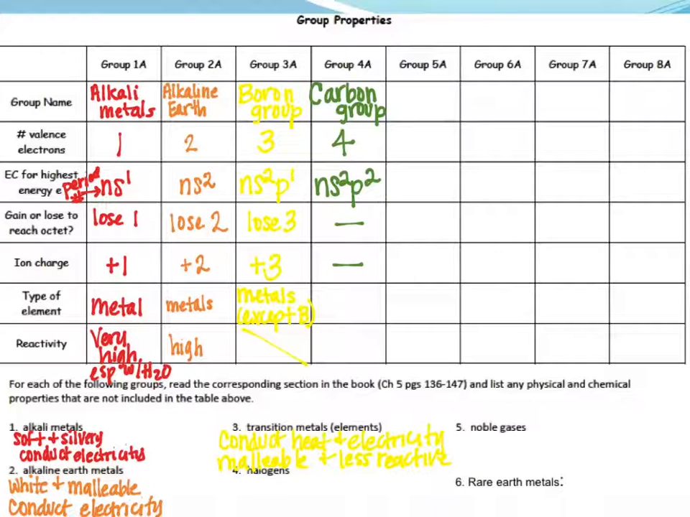Type of element. I would say that carbon is a nonmetal. And then the rest are metals or semi-metals. That's what the M/SM means. Metals or semi-metals. Metalloids, yes. Metalloids have metal properties and non-metal properties. You can put low.